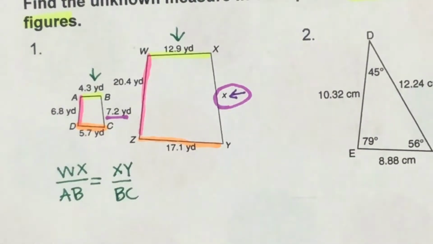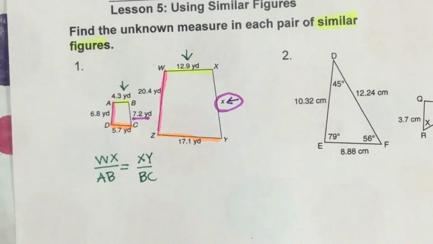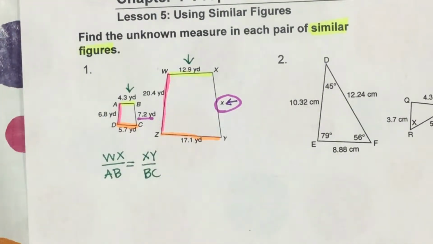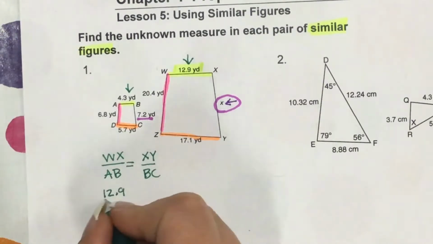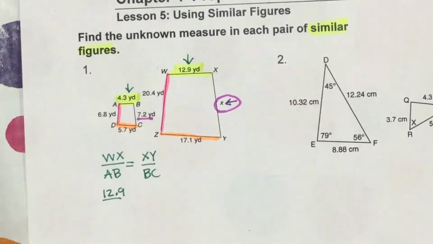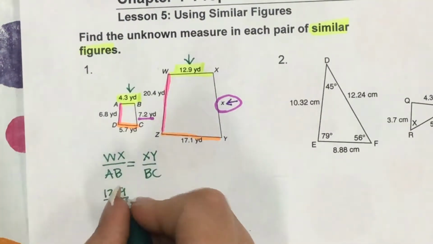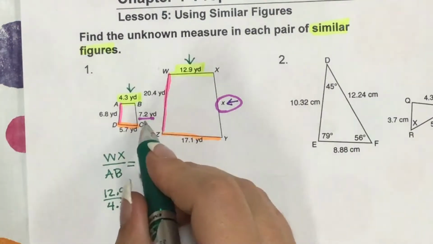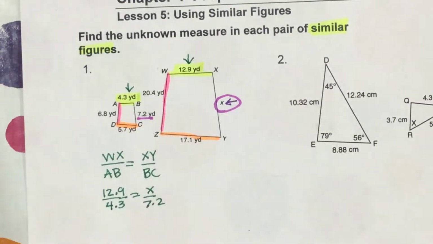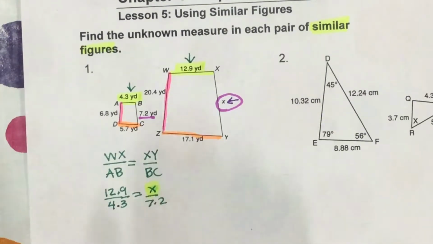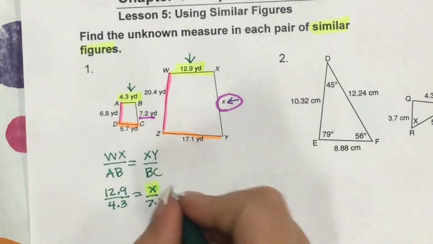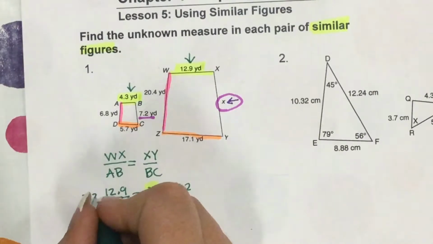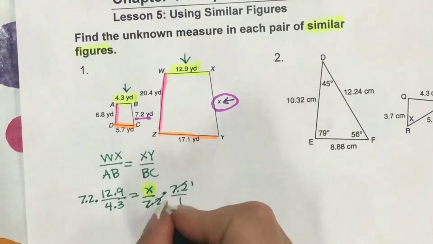Once I have my proportion, I'm just going to substitute in my numbers. WX is the same thing as 12.9 over AB, which is the same thing as 4.3. And that is going to equal XY, which is X, over BC, which is 7.2. Now, to figure out what X is, I just need to get X by itself. X isn't by itself. It's divided by 7.2, so I need to do the inverse operation, which would be to multiply both sides by 7.2. These 7.2s are going to cancel out each other and become 1.